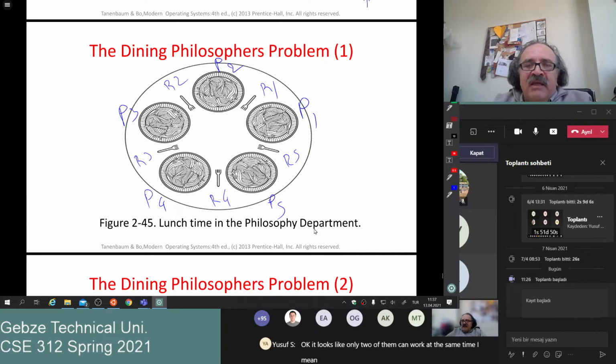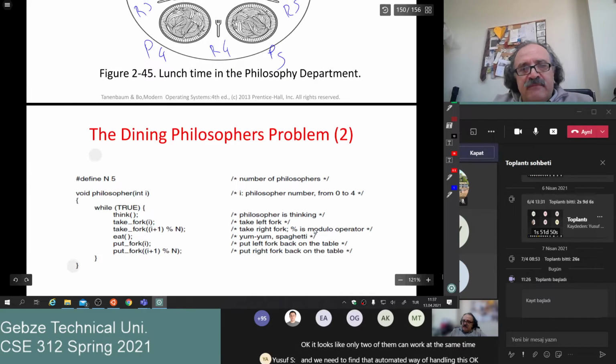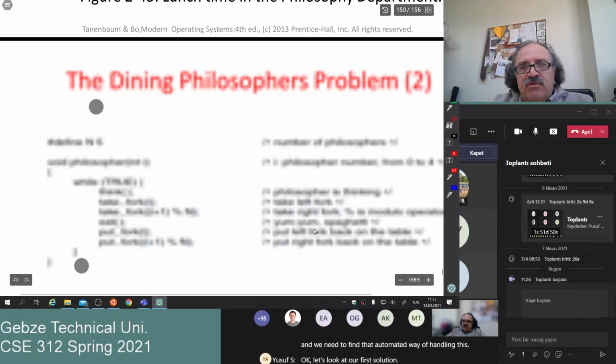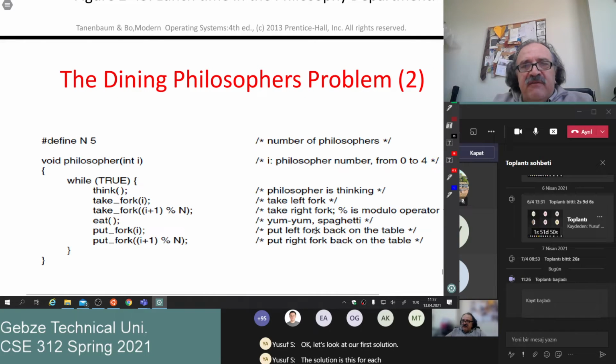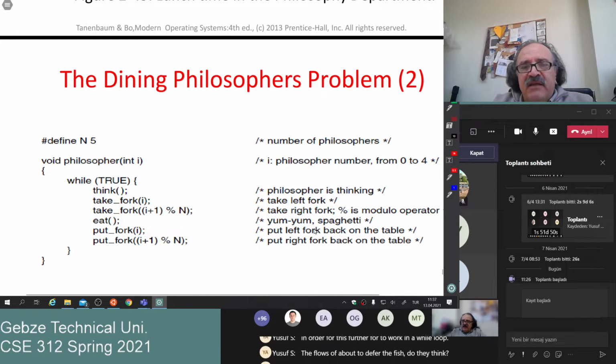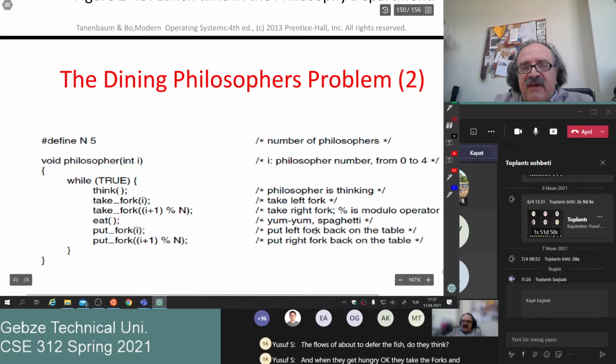We need to find an automated way of handling this. Let's look at our first solution. For each philosopher, there are five philosophers, philosopher number i. In order for this philosopher to work, in a while loop, what do the philosophers do? They think, and when they get hungry, they take the forks and they eat, and after they are done, after they are full, they put down their forks.